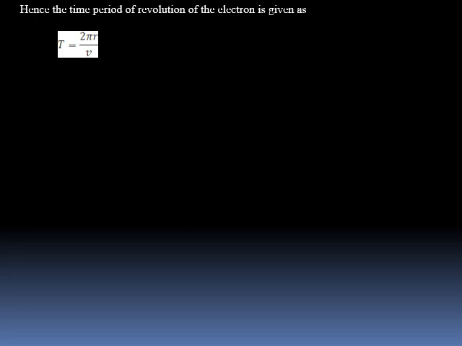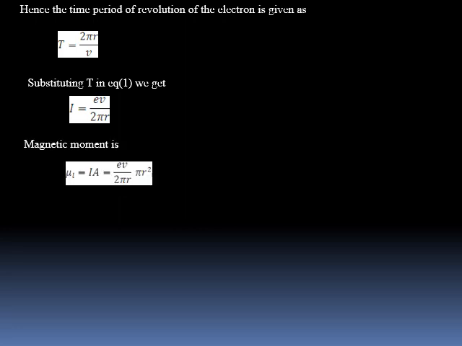Now we will substitute this equation in equation 1, that is current equation. Current is nothing but e divided by T. So we will substitute that, and when we substitute, we will get current equation as ev divided by 2 pi r. Magnetic moment. Magnetic moment is nothing but current into area. Okay, this we have studied in the previous concept where we have learnt torque. Okay, magnetic moment is given as I into A. I is nothing but ev divided by 2 pi r from the above equation.